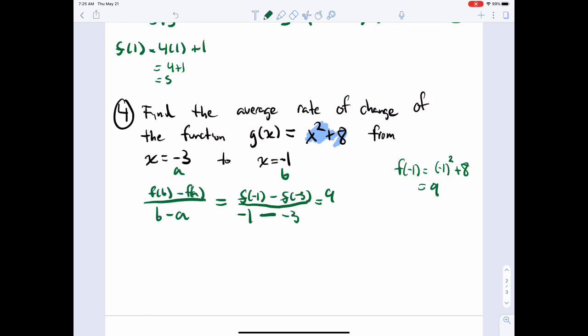So you get 9 minus, what's f of negative 3? F of negative 3 is going to be 17 when you plug it into your equation there. So 9 minus 17 all over 1 minus negative 3. That's going to equal 2. So you're going to get negative 8 over 2, and that's going to equal negative 4. All right? So that's all we got here.